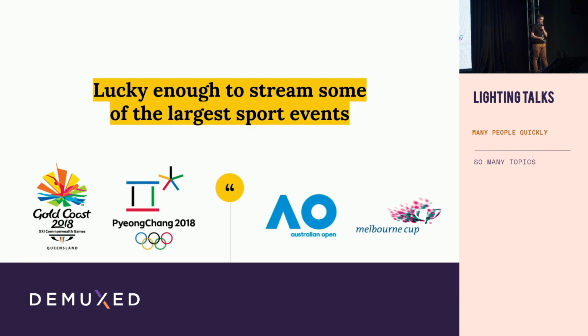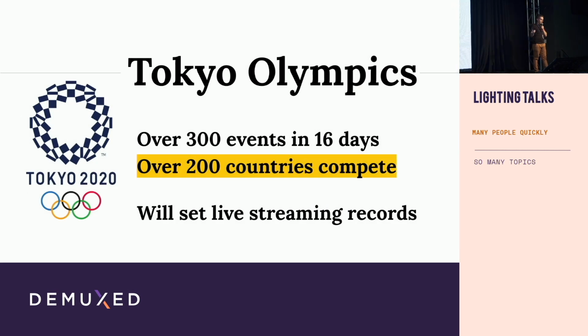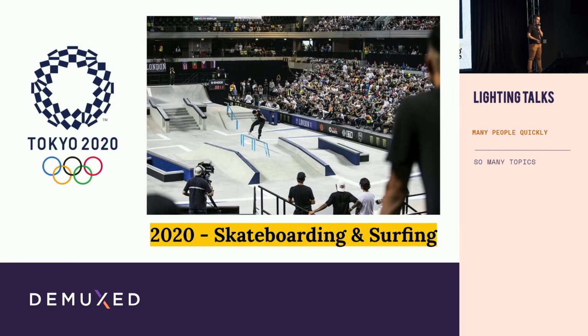At 7 in Australia, we're lucky enough to stream some of the major sporting events. Next year, there's a big one. It's the Olympics. 300 events, 200 countries. It's going to set all kinds of records. Anyone involved with this at a CDN level or a player level or a broadcaster knows exactly what I'm talking about. It's pretty much all you talk about.